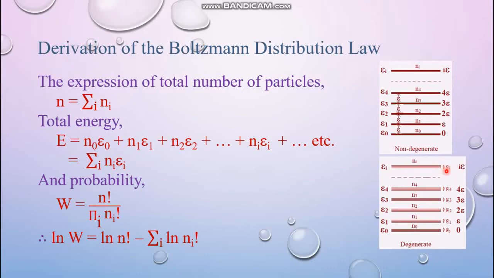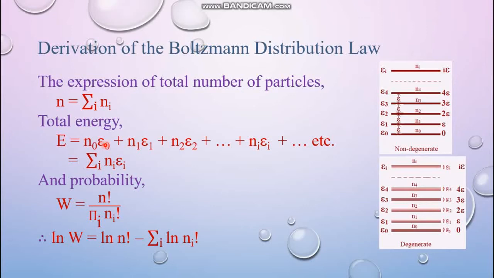Now let's move on to the expression of total number of particles, which is a constant. So this n is actually n0 plus n1 plus n2 plus dot dot dot ni, which may be written as sum over i ni. Okay, now what is the total energy of this system? Total energy of the system is the energy possessed by all the particles of this system. So the ground state energy level's energy is n0 epsilon 0, because there are n0 number of particles. Each particle has epsilon 0 of energy.